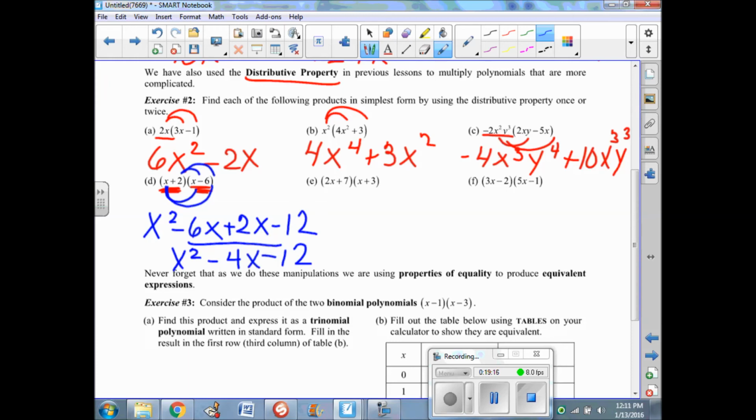Let's hop over to F. Again, two binomials times each other. So let's double distribute. 15x squared minus 3x. And now I'm going to distribute that negative 2. Negative 10x plus 2. Combine like terms.